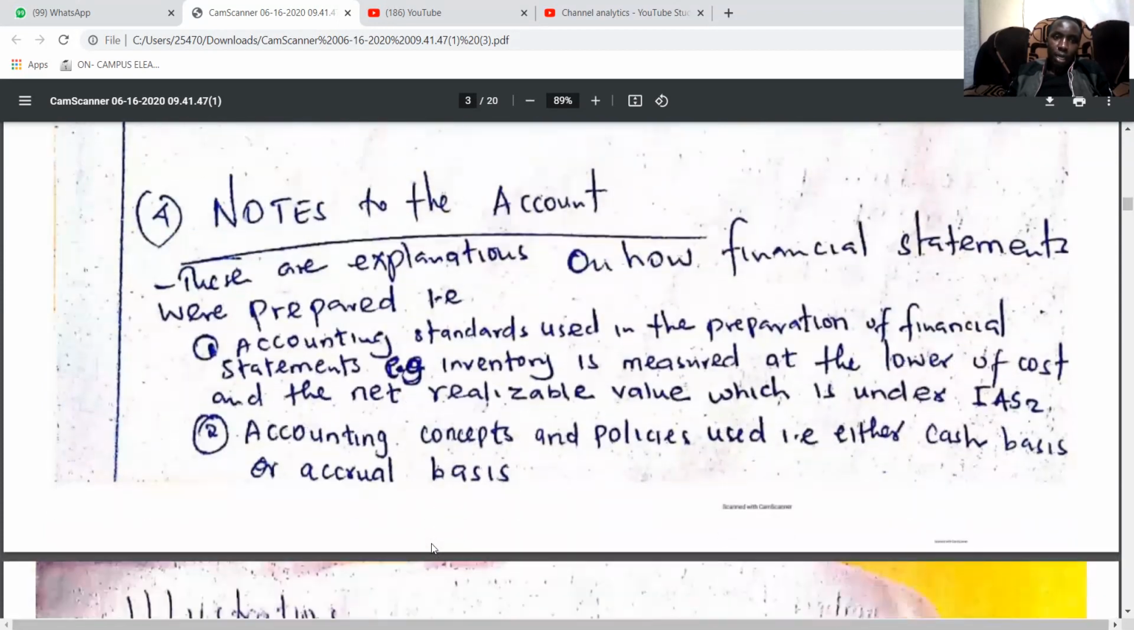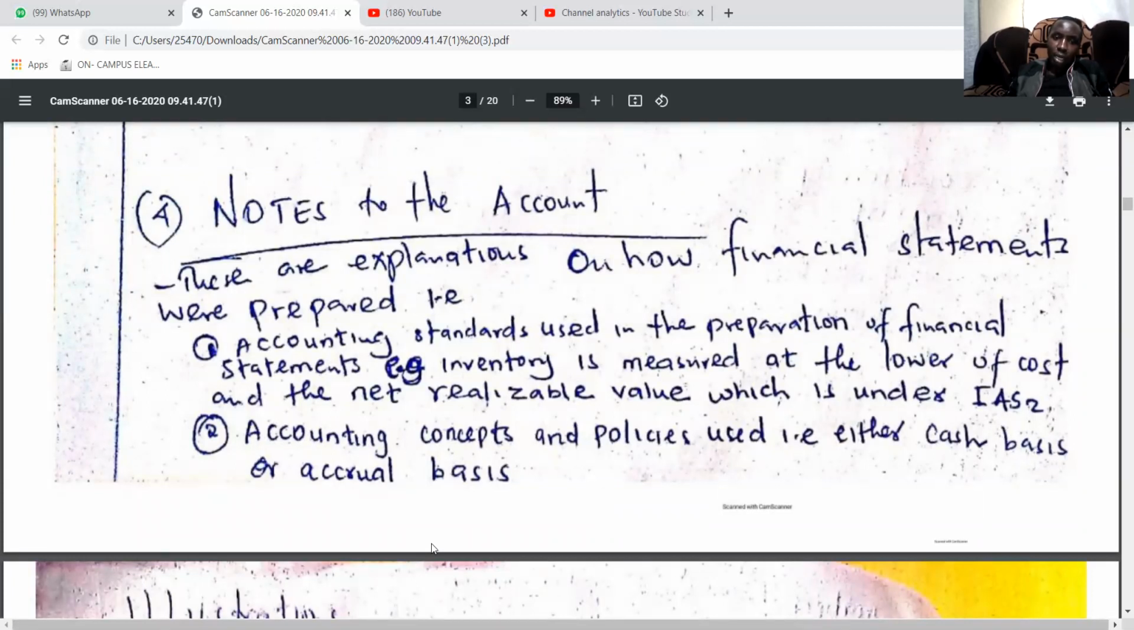The notes to the accounts, I already explained, are explanations of how you are preparing your financial statements. So you can talk about the accounting standards used in the preparation of the statements. You can talk about inventory, which is obvious, measured using international accounting standards, which says that inventory is measured at the lower of cost and the net realizable value.